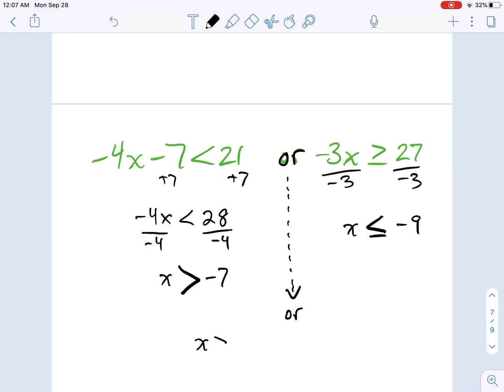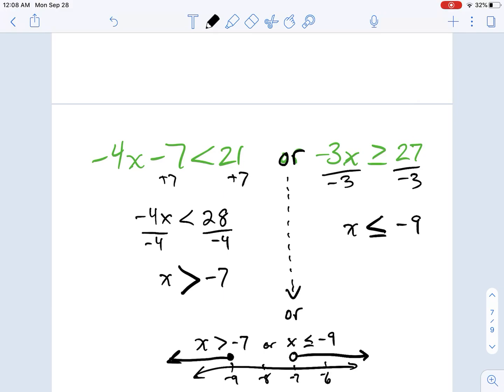You need to be really clear about what your answer is. X is greater than negative 7, or x is less than or equal to negative 9. Often you will be asked to draw it. So x is greater than negative 7, open circle to the right, or x is less than or equal to negative 9, closed circle to the left, because less than or equal to. Should this be opposing rays or half lines? Yes, because it is an OR statement.